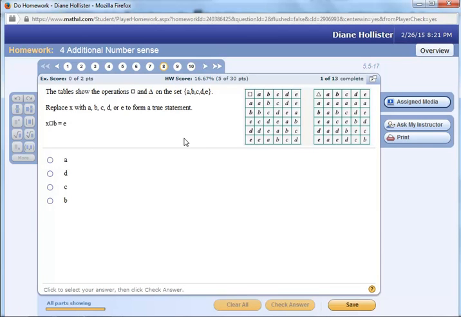Here's another table. Replace X with A, B, C, D, or E to form a true statement. X cross B is E. So B cross something is E, results in E. So B cross D. Take your time and read your tables carefully.